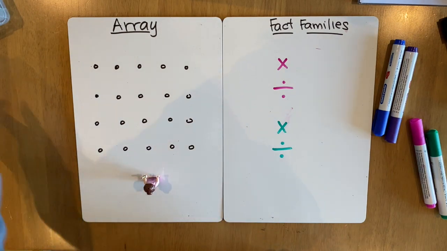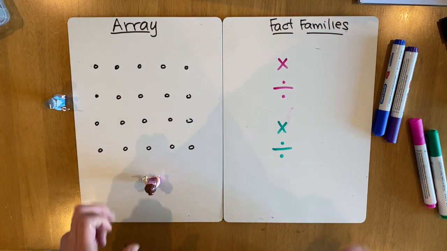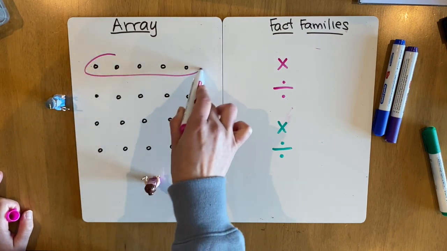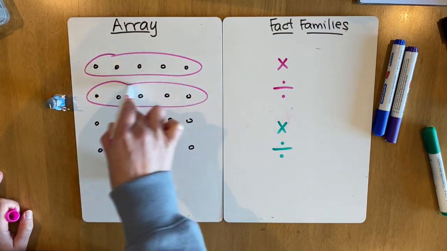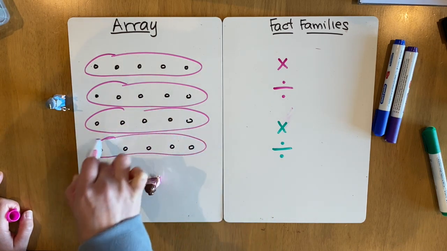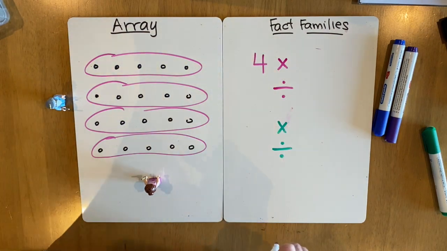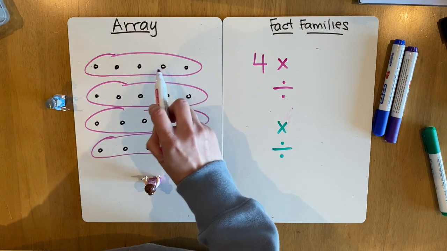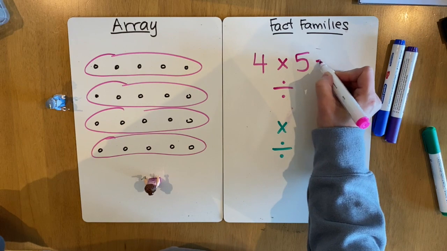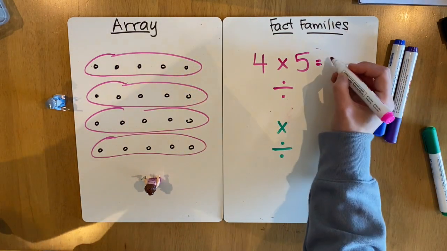Okay, so we've got Hermione's perspective and then we've got Dumbledore's perspective. What can Hermione see? Hermione can see 1, 2, 3, 4. She can see 4 rows. And how many are in each row? 1, 2, 3, 4, 5. All together, 5, 10, 15, 20.